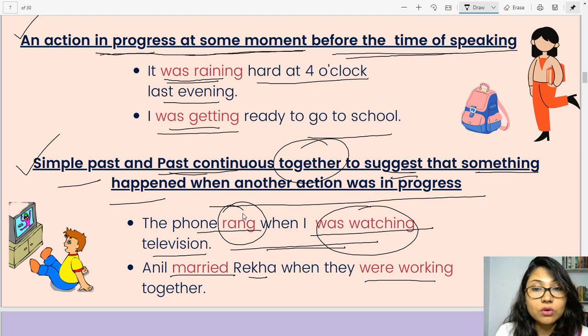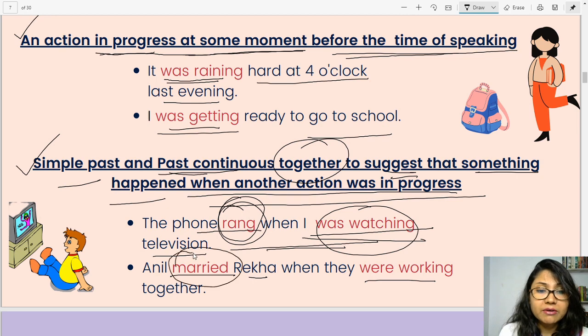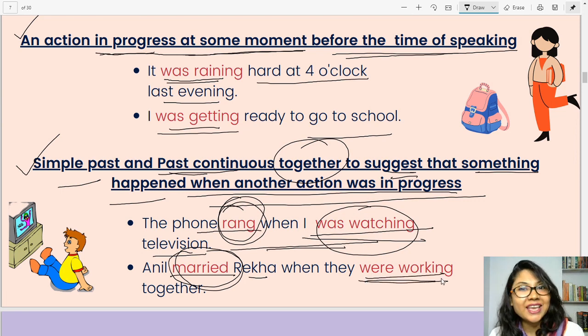What happened? The phone rang. That happened when another action was in progress. What was in progress? I was watching television. Similarly, this happened. Marriage. Anil married Rekha. What was in progress? When they were working together. Okay? So let's move on.